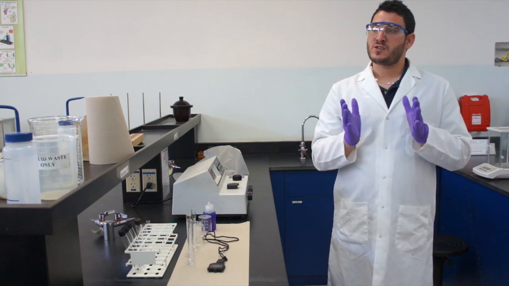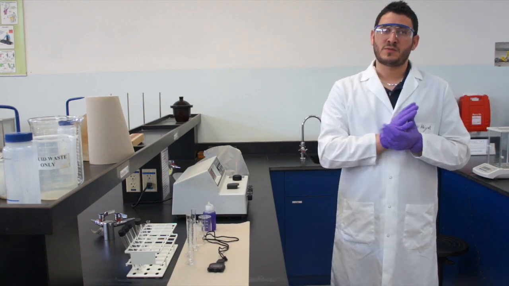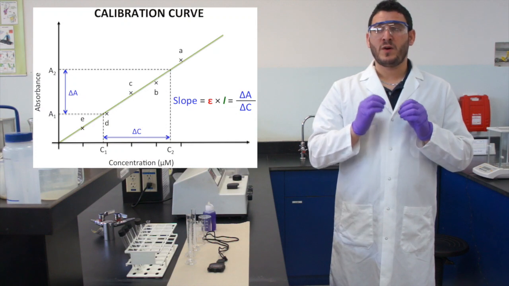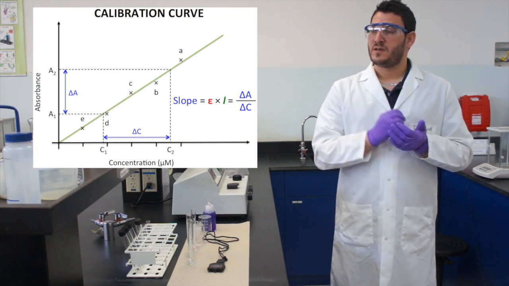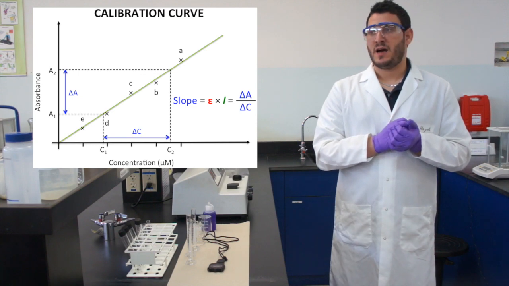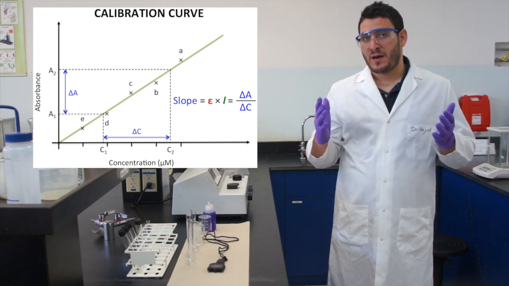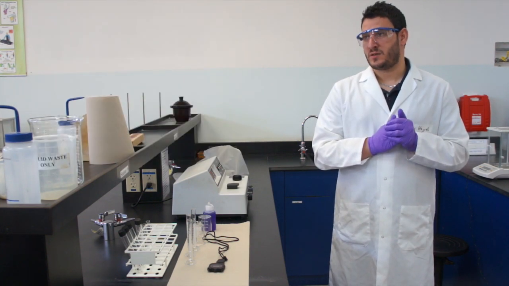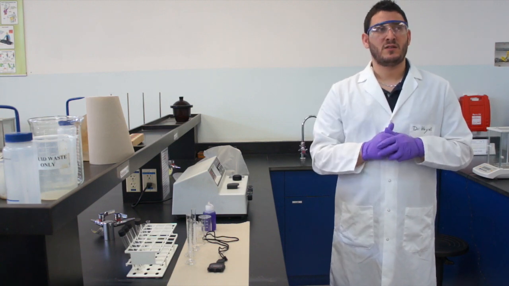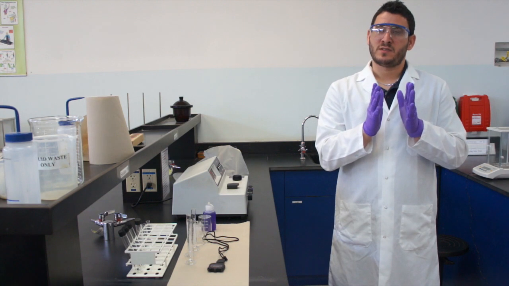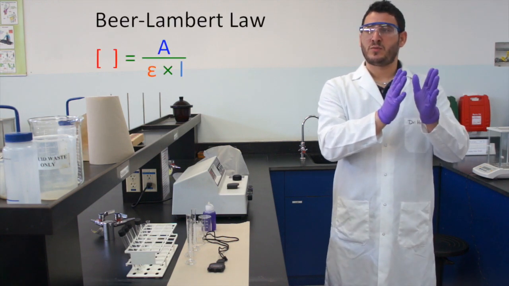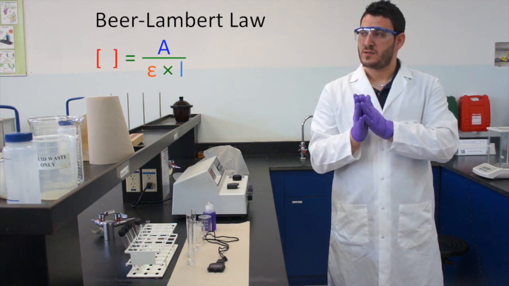Now, how is this going to help you determine the molar absorptivity? The slope of this line is equal to the molar absorptivity multiplied by the path length, and the path length, we said, is 1 centimeter. So from this, you can calculate the molar absorptivity. Once you have your molar absorptivity, you can convert your absorbance into concentration.